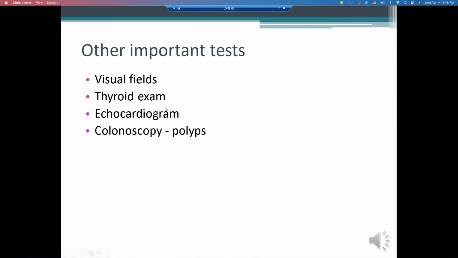So these are complementary studies that we do after we finish dealing with the acute problem of the patient. In the initial few visits, we have to ensure that all of these tests are done.